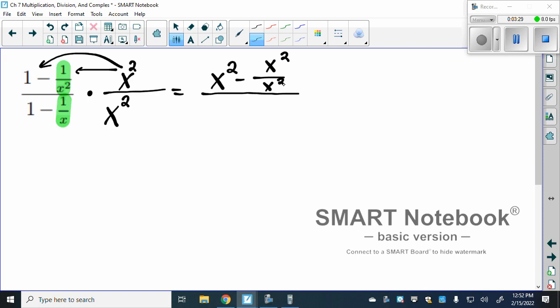Now with the x squared in the denominator, it's going to do a similar thing. We're going to multiply with the 1, which is going to give us x squared. Then we're going to multiply it with the 1 over x. We're going to have minus x squared over x. Any questions on this so far?